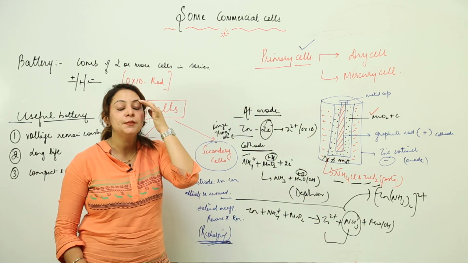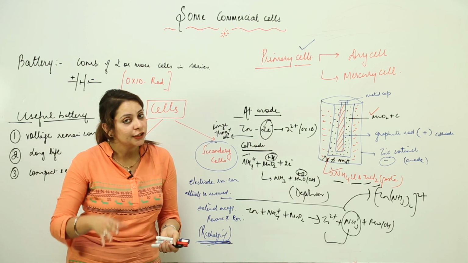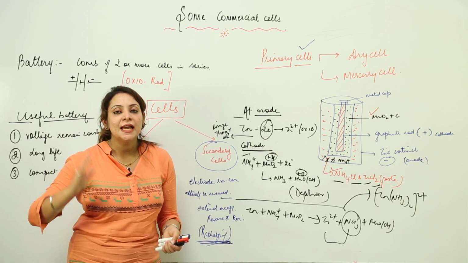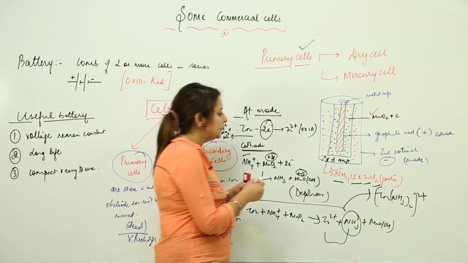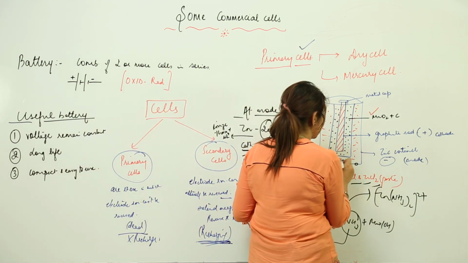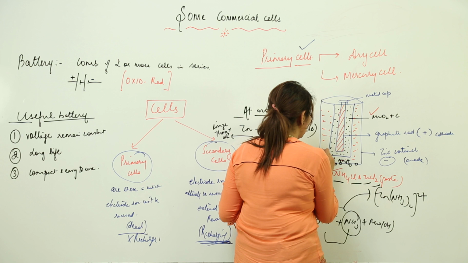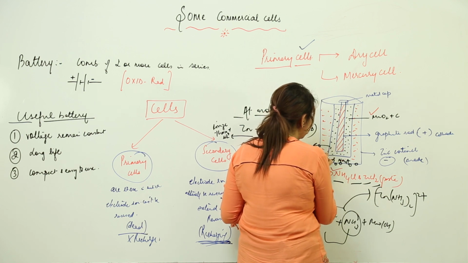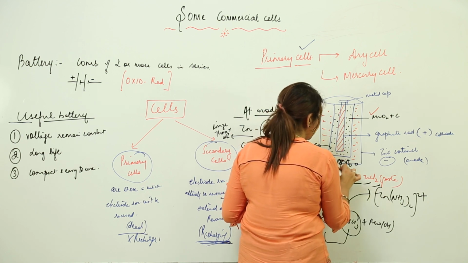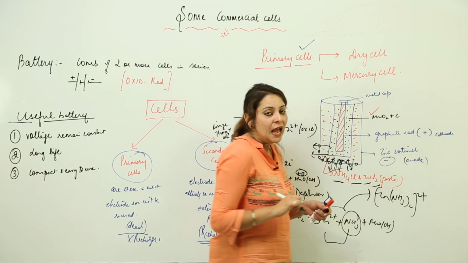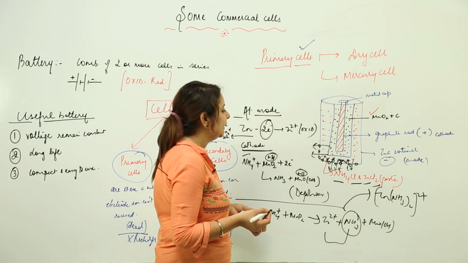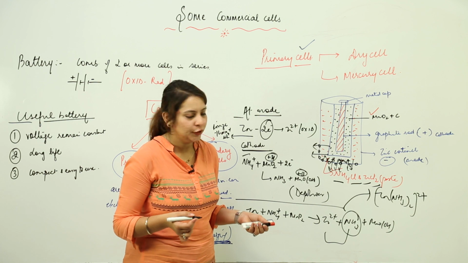You know that sometimes when the reactions are going, when the cell is not in use, this zinc container gets holes in it, due to which there can be a leakage from inside. And when there is leakage, obviously the cell cannot work on the same potential.